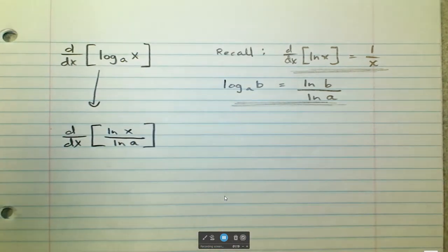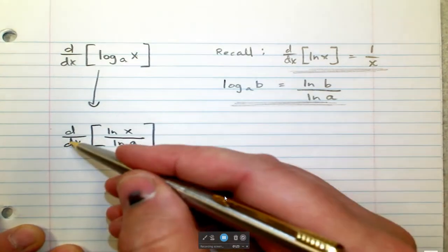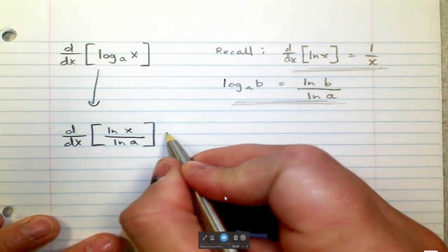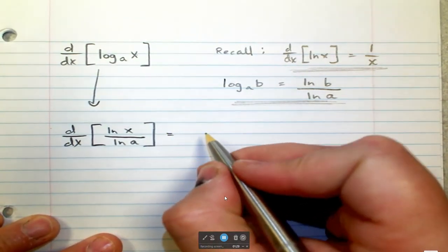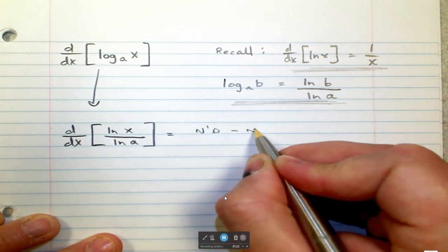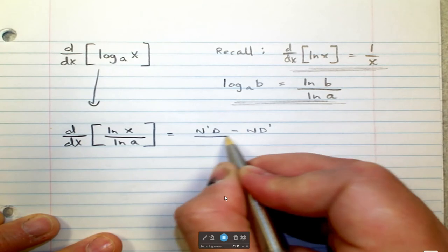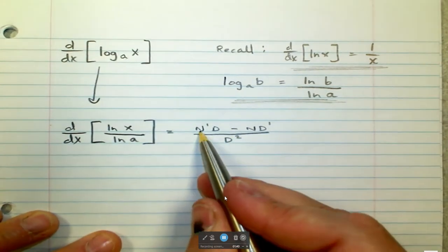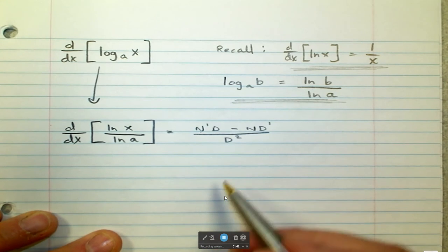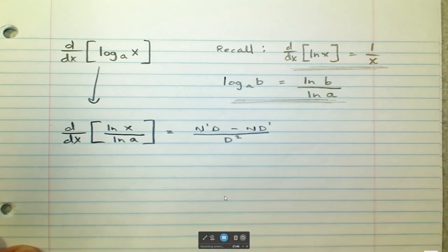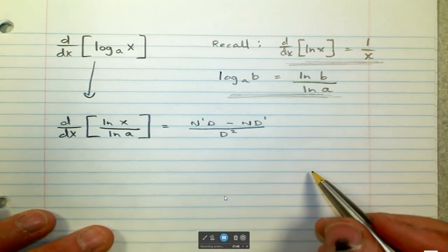Now, I can use the quotient rule. Remember, the quotient rule says if you're taking the derivative of a fractional thing, then it's going to be n prime d minus n d prime over d squared. So that's the derivative of the numerator times the denominator minus the numerator times the derivative of the denominator, divided by the denominator squared.